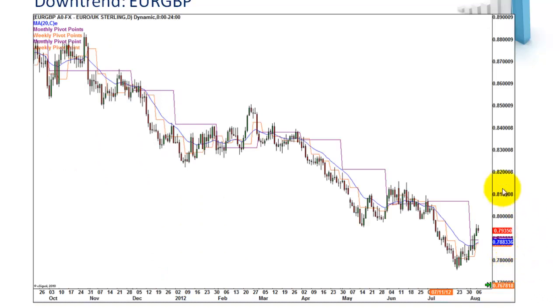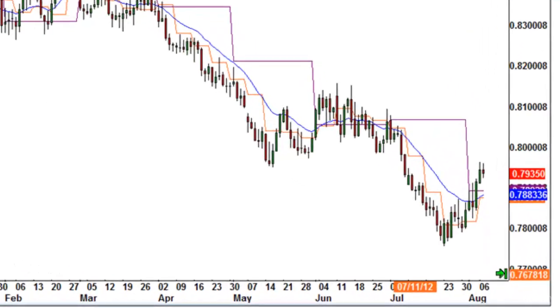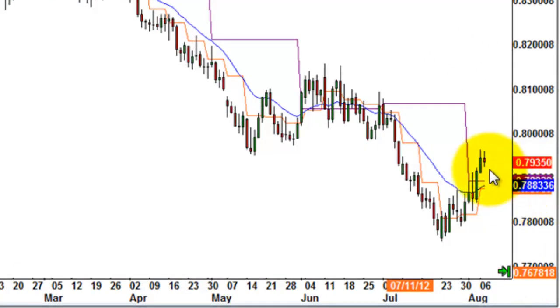Here we go. We've got Euro GBP. It's trickling down very nicely, making very steady lower highs and lower lows. We've got very good cyclicity here, and we've got a potential trade opportunity here. How do we get to this opportunity?